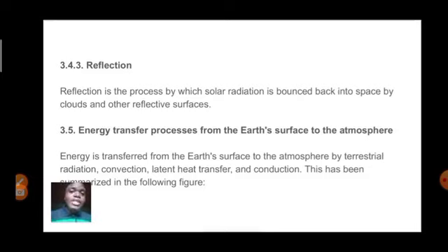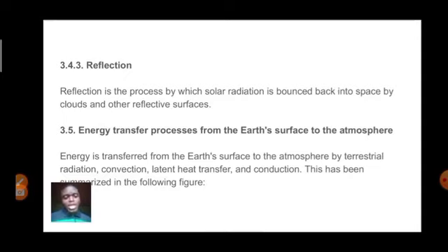Then we proceed by looking at reflection. This is another major way through which solar radiation is depleted. When part of it goes through the atmosphere, it is reflected by clouds. It is also reflected by particles, and when much of it reaches the Earth's surface, again, it is reflected. Reflection is the process by which solar radiation is bounced back into space by clouds and other reflective substances.